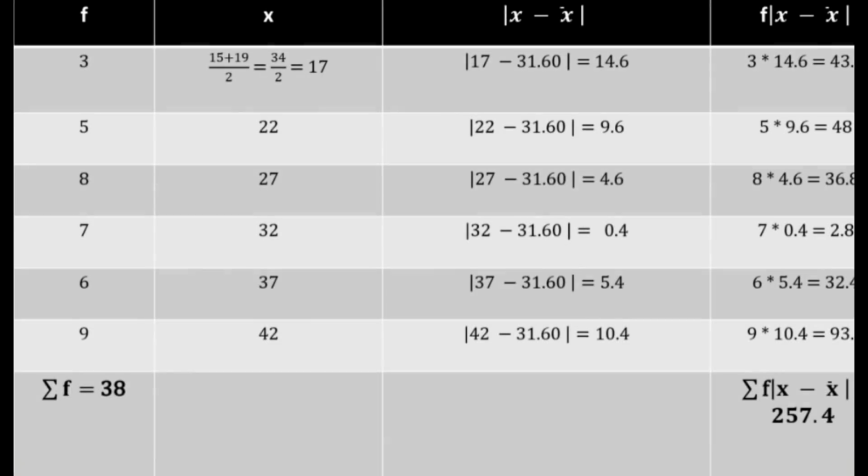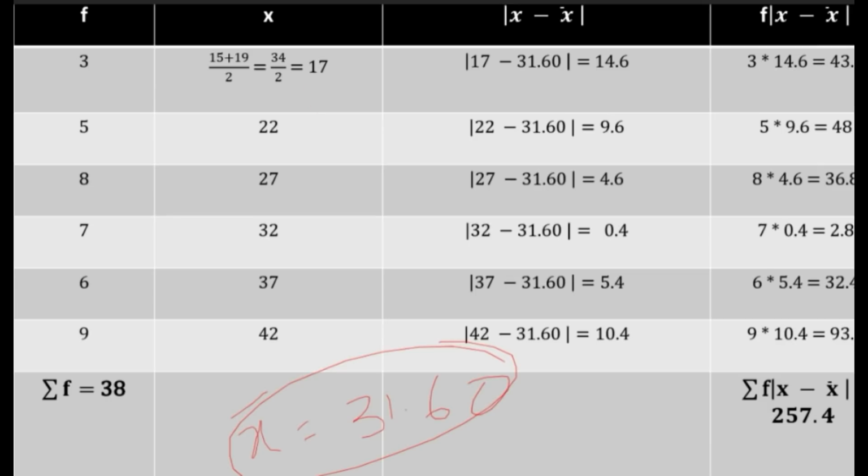After that, you find the mean deviation about mean. So you have to construct two more columns. First, the absolute value of x minus mean, where the mean is 31.60. Each and every midpoint minus 31.60. And if you get a negative answer, due to the absolute sign you consider the answer with a positive sign. 22 minus 31.60 is minus 9.6, but you consider it positive due to the modulus sign.